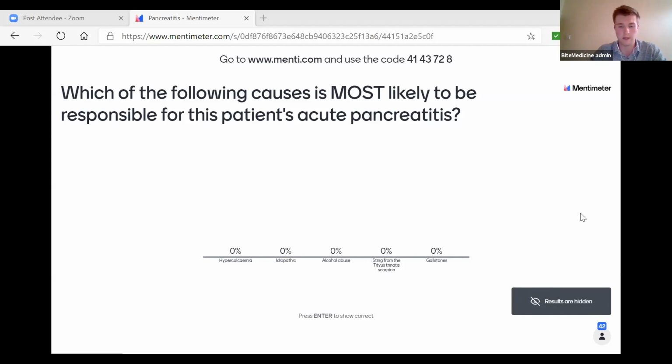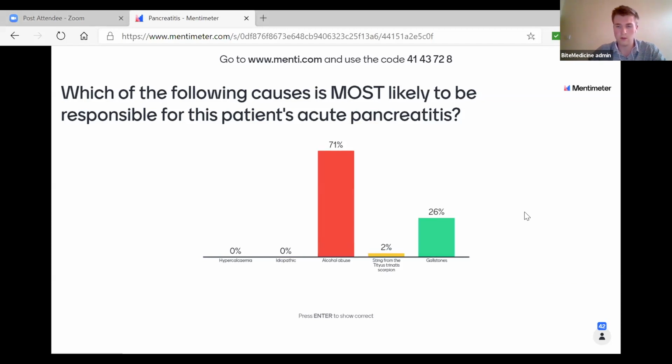Let's see what people are voting. Ooh, very interesting. Okay. I respect the vote for the scorpion, I really do. So the answer is gallstones. Okay. Now, before we have absolute outrage, let's return to our slides and have a little look as to why this might be.